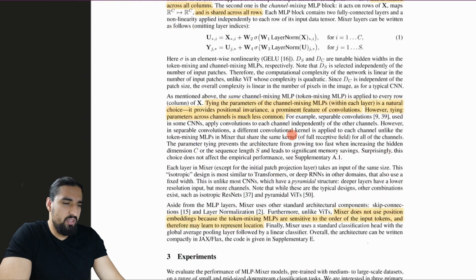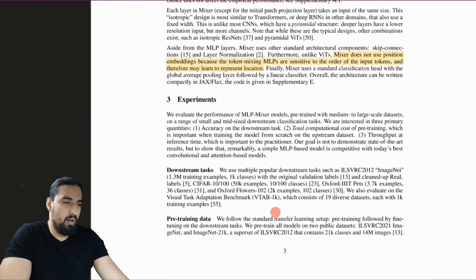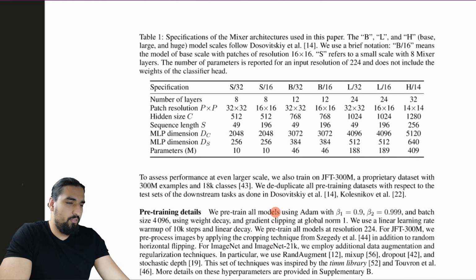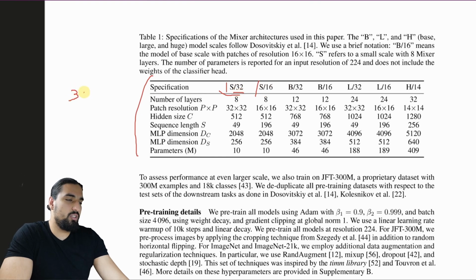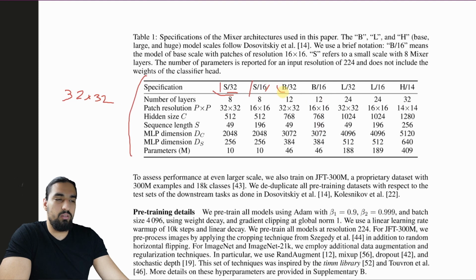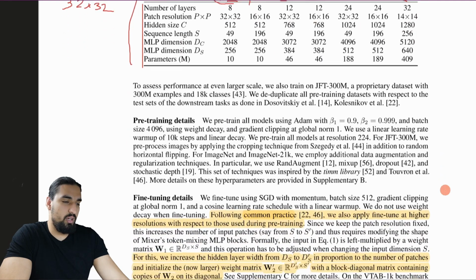I'll skip some of these details. For now, I just want to give you the bigger picture of the model. So first things first, similar to the vision transformer, they create a family of models. They have the small mixers with 32, which means basically the patches are 32 by 32 pixels. So that means you'll have fewer patches because the patch is bigger. And then they have 16 here, then big models, large models, and finally the huge mixer. And just a bunch of different hyperparameters; as you go towards a huge model, you increase everything, and that's it.